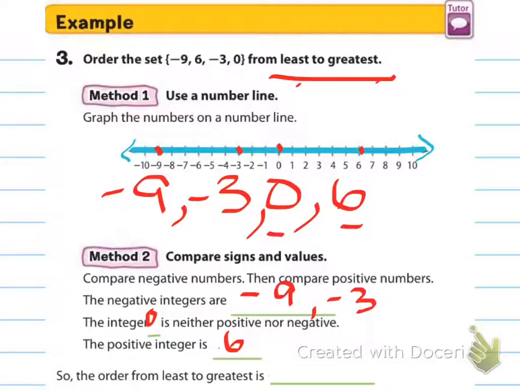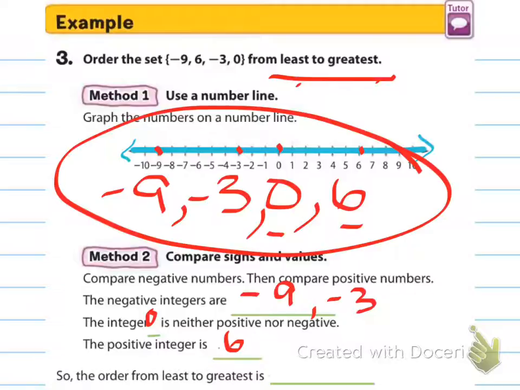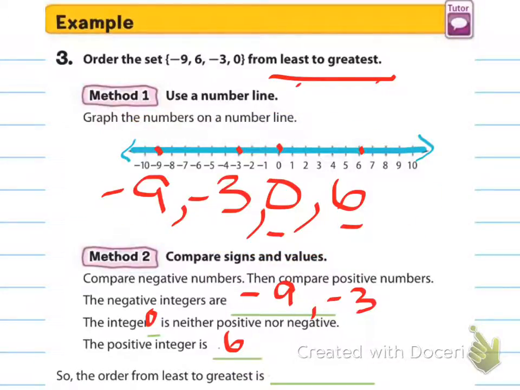Then 0 is neither positive nor negative. It's right there in the middle, so it'll go next on the left. And then between -9 and -3, you have to remember that negative is opposite world. The bigger the negative, the smaller it really is. So opposite world negatives, -9 is going to be smaller than -3. So when we're done, again, we have -9, -3, 0, and then 6. And again, you can compare the signs and values and work from there. Meaning, take all the negatives, group them together, take the 0, it's by itself, and take all the positive numbers, group them together, and then you can put them in order.